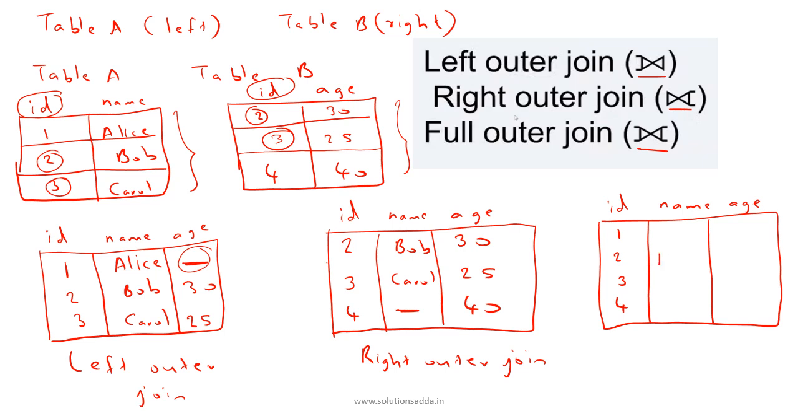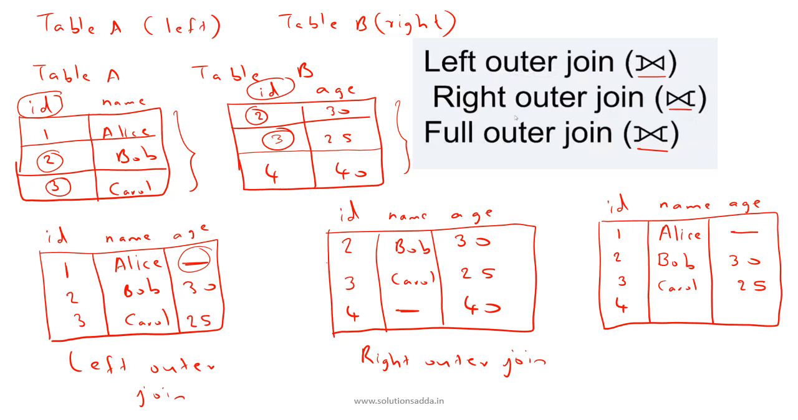2 will be having Bob and 30 as age, and 3 will be having Carol and 25 as age, since these two are only matching. Now 1 will definitely have Alice in name, but age will be null. But there is no age mapping for Alice, so this column will be null.